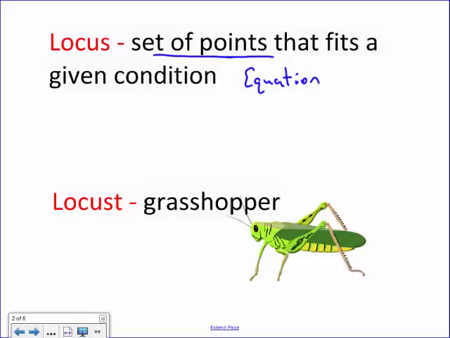And don't confuse this with locust that ends with a T, which is essentially a grasshopper, right? So locus without the T is a set of points that fits a condition, where locust is a grasshopper. So just locus, no T's in this guy.